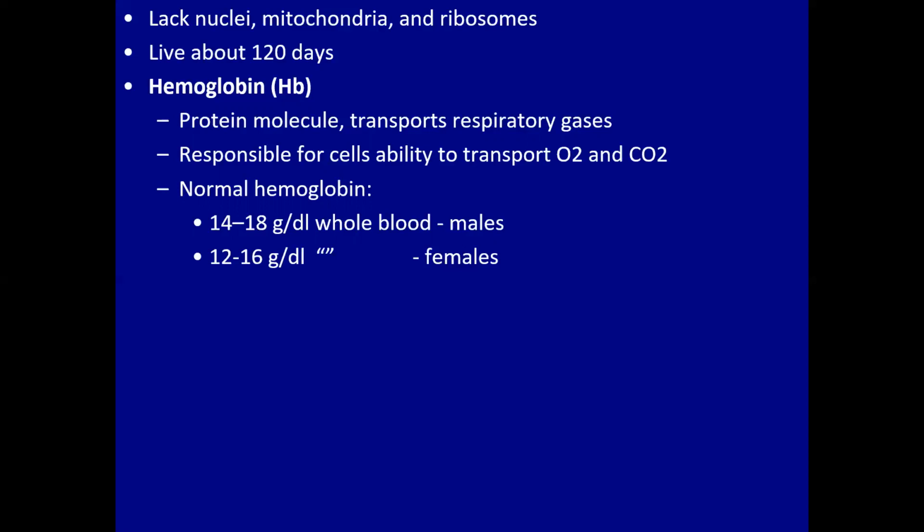They don't go through mitotic cell division so that they can make more. And they don't make ATP. They live about 120 days. Red blood cells have hemoglobin. That is a protein molecule that allows for the attachment of O2 and CO2. So for normal hemoglobin, you have 14 to 18 grams per deciliter for males and 12 to 16 grams per deciliter for females.